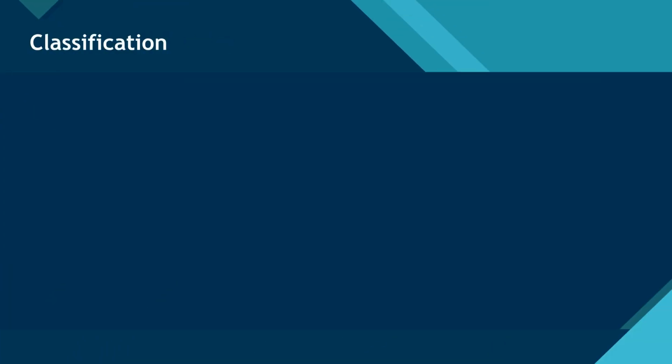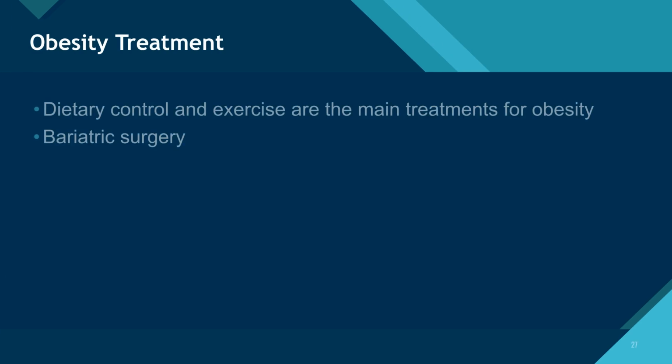Obesity classification uses the body mass index, or BMI, where a BMI greater than 30 indicates obesity. The waist-to-hip ratio is also a key indicator, especially for older adults, with ratios above 1.0 for men and 0.8 for women indicating overweight. Treatment for obesity primarily relies on dietary control and exercise. For patients with a BMI greater than 40, or 35 with complications, bariatric surgery may be an option after extensive counseling and assessment.